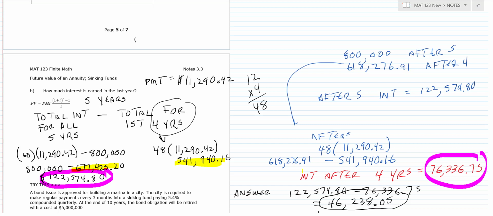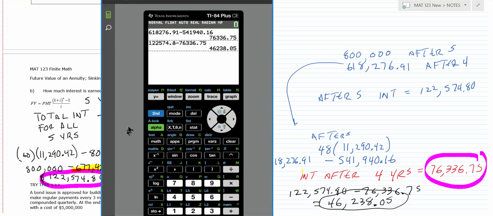I'm still kind of confused on the part of using the TVM solver to get the future value for that 618. Okay, because I need to know how much is in the annuity after 4 years. And what happens on this, remember you have put in 48 payments. So what I did on the calculator a few minutes ago on the TVM, let me just bring up what I did.